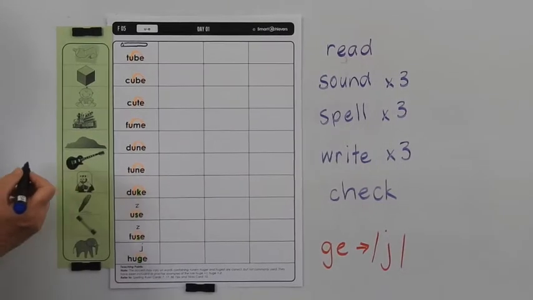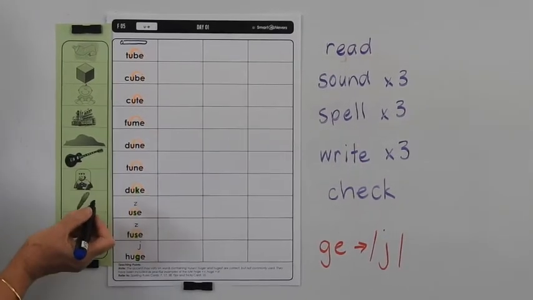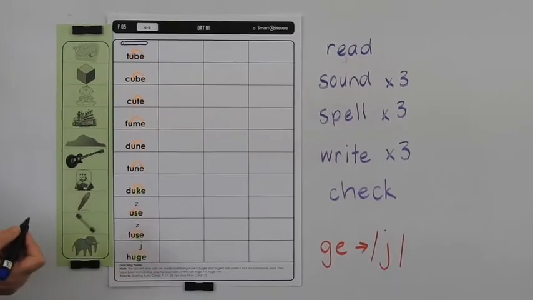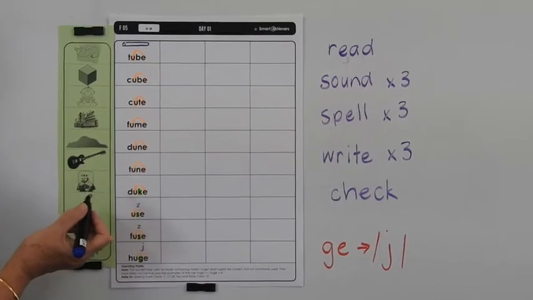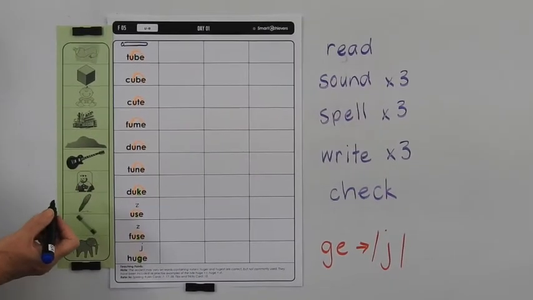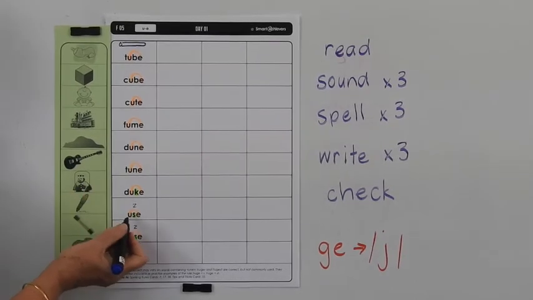Tune, you can play a tune on a piano or a guitar. You could sing a little tune. It's like a little song. A duke is a title. So you could have a duke and a duchess. It's a title that's given to someone very special, usually of a royal family.